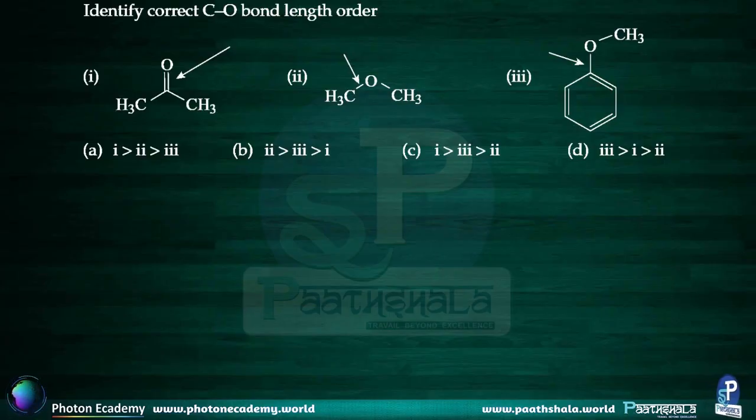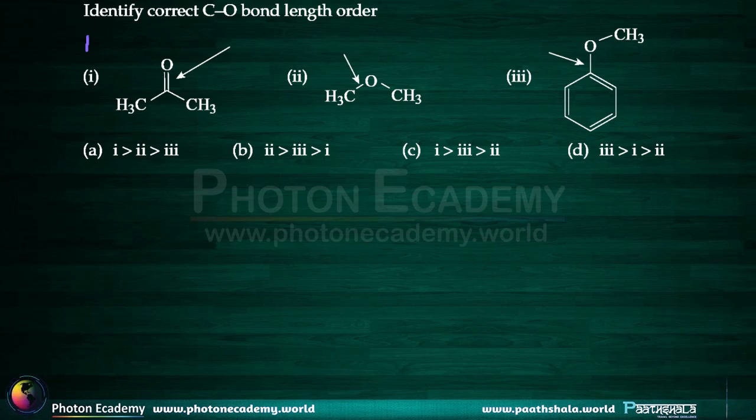Here we have been asked to identify the order of the CO bond length as observed in the given organic compounds. So when it comes to organic compound 1, what we observe is that it is a carbon oxygen double bond. The compound is a ketone. When it comes to organic compound 2, what we observe is that it is a carbon oxygen single bond and the compound is an ether.